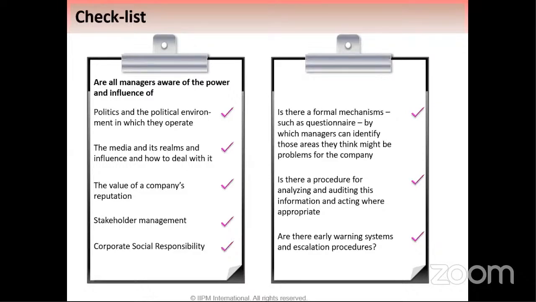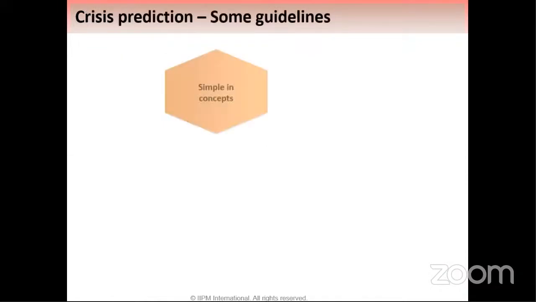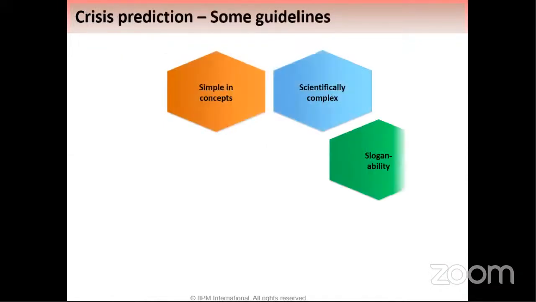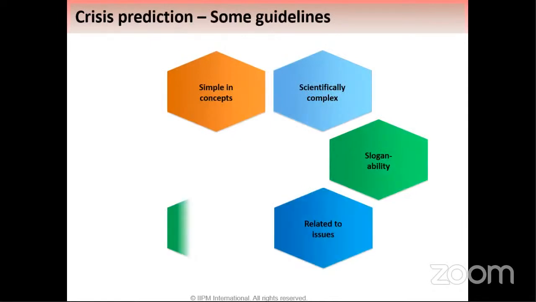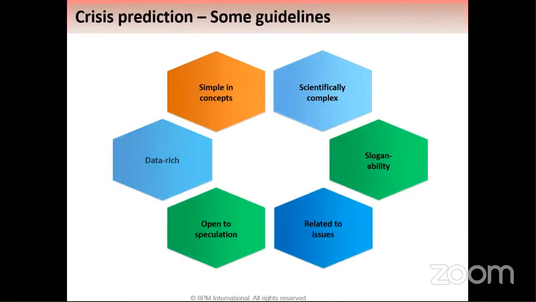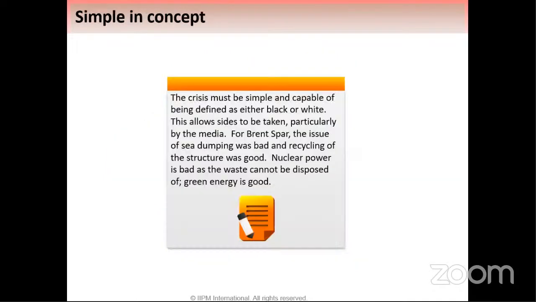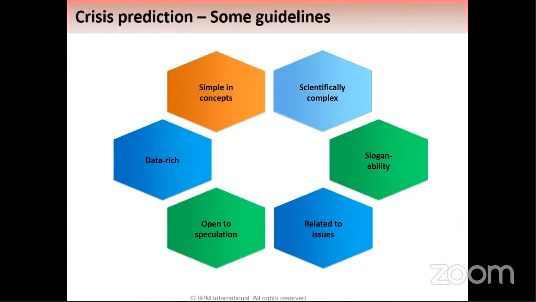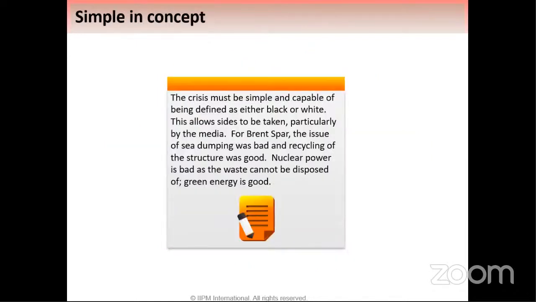Okay. We want to look at crisis prediction, some simple guidelines in predicting crisis. Crisis prediction, some guidelines, okay? The crisis must be simple in concept, scientifically complex, slogan-able, related to issues, open to speculation and data rich. The crisis must be simple and capable of being defined as either black or white. This allows sides to be taken, particularly by the media.